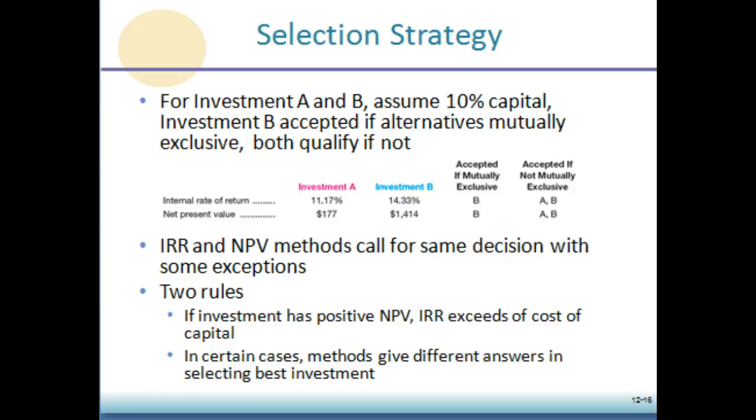Unit 5, Chapter 12, the Capital Budgeting Decision, Part 3. So we ended Part 2 on the selection strategy. And here's one more screen for your review before moving into the reinvestment assumption.